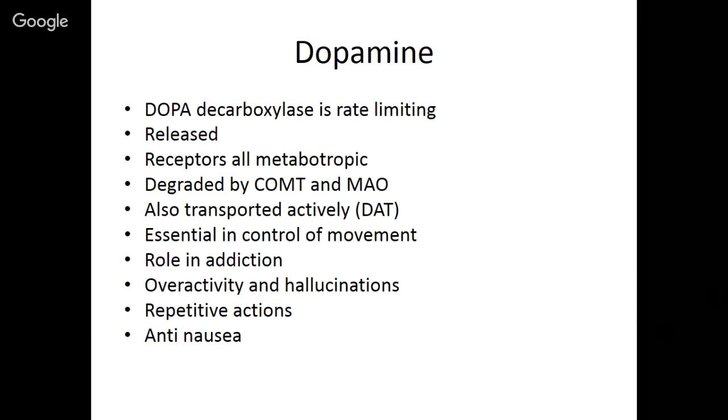Repetitive actions are also noted, and it has an anti-nausea effect in the brain. Dopamine in the gut has a pro-nausea effect, so it depends on where it is. That little thing there is the reason we have two components to Sinemet. The carbidopa blocks the dopamine receptors in the gut so that the levodopa can go up to the brain and bypass it.